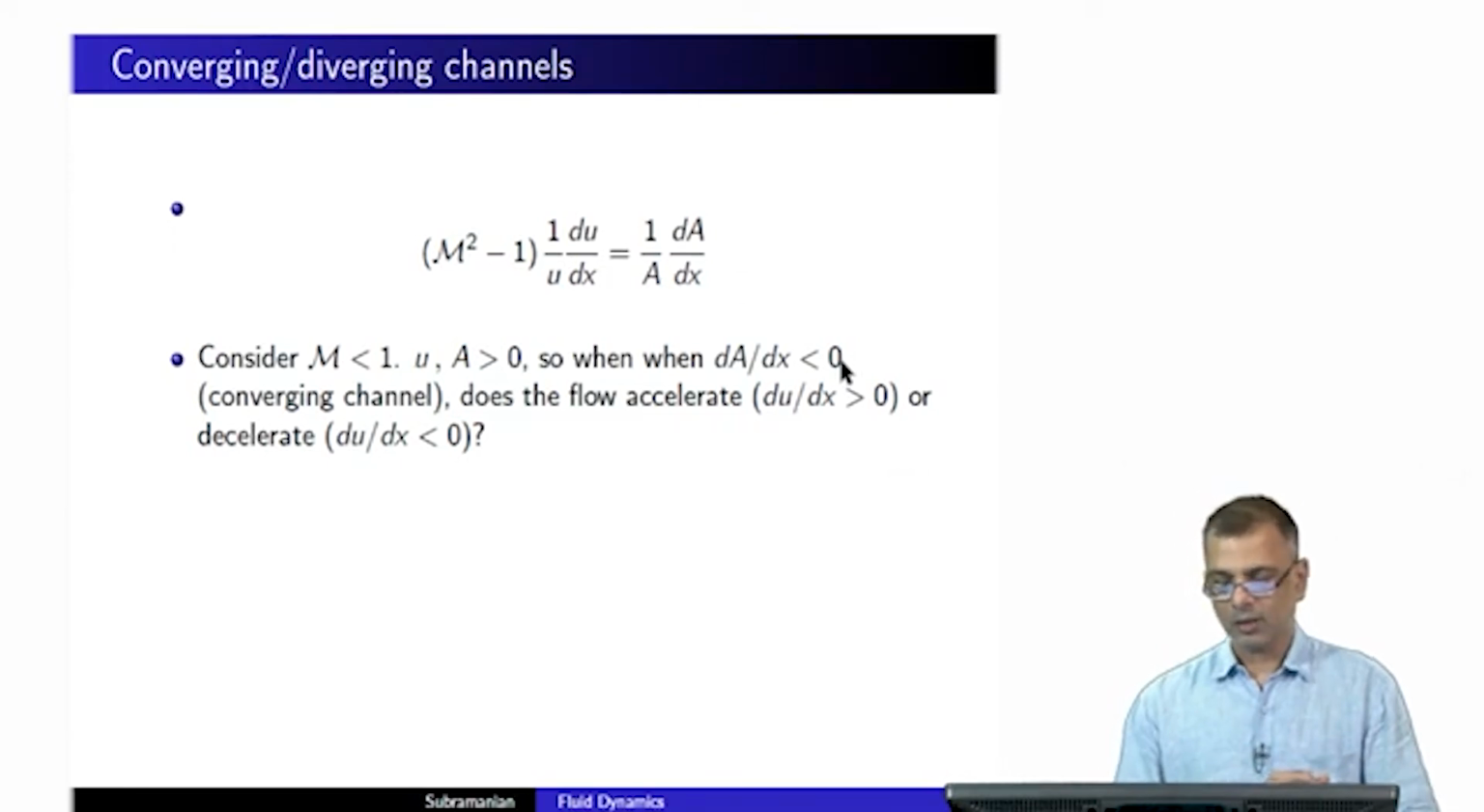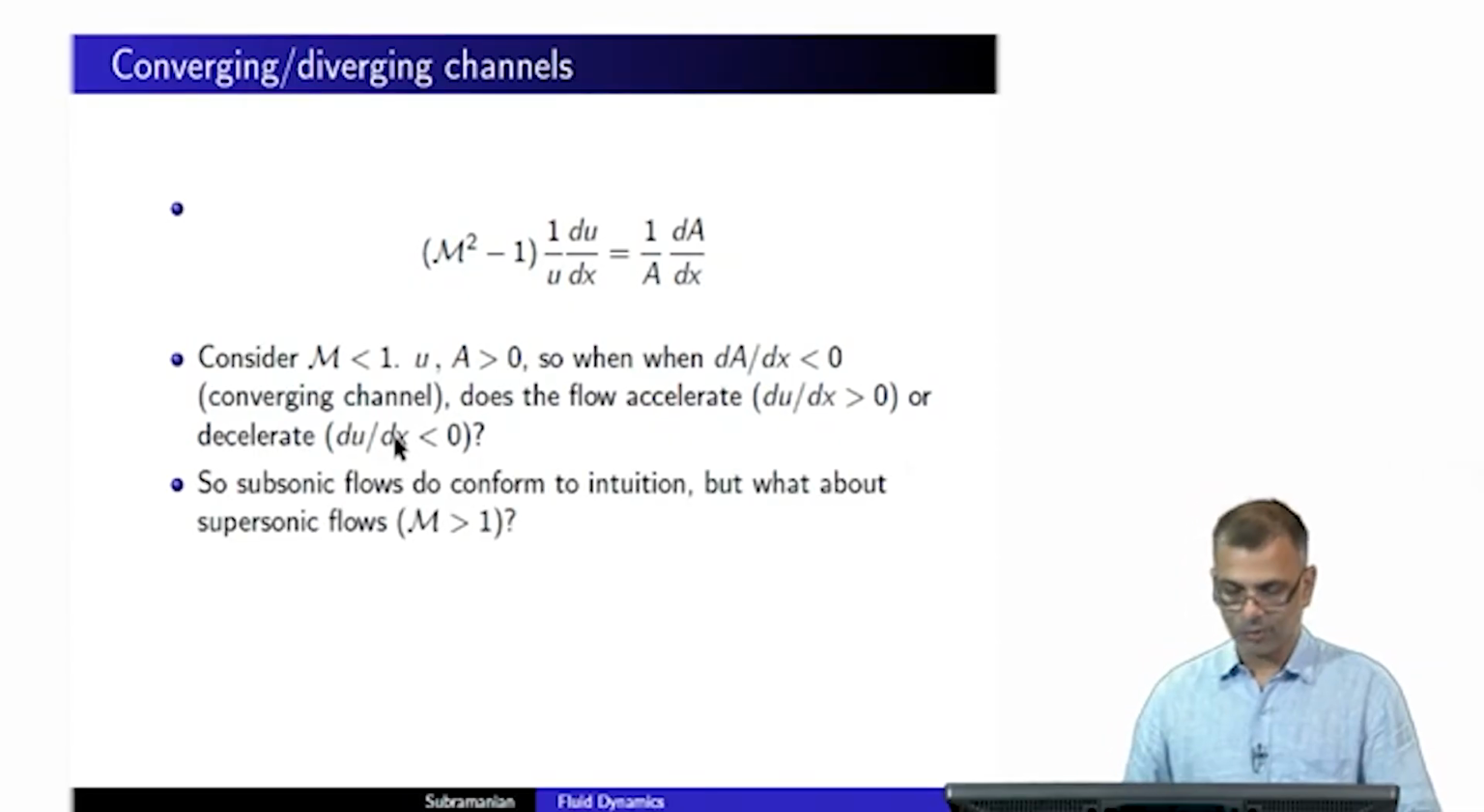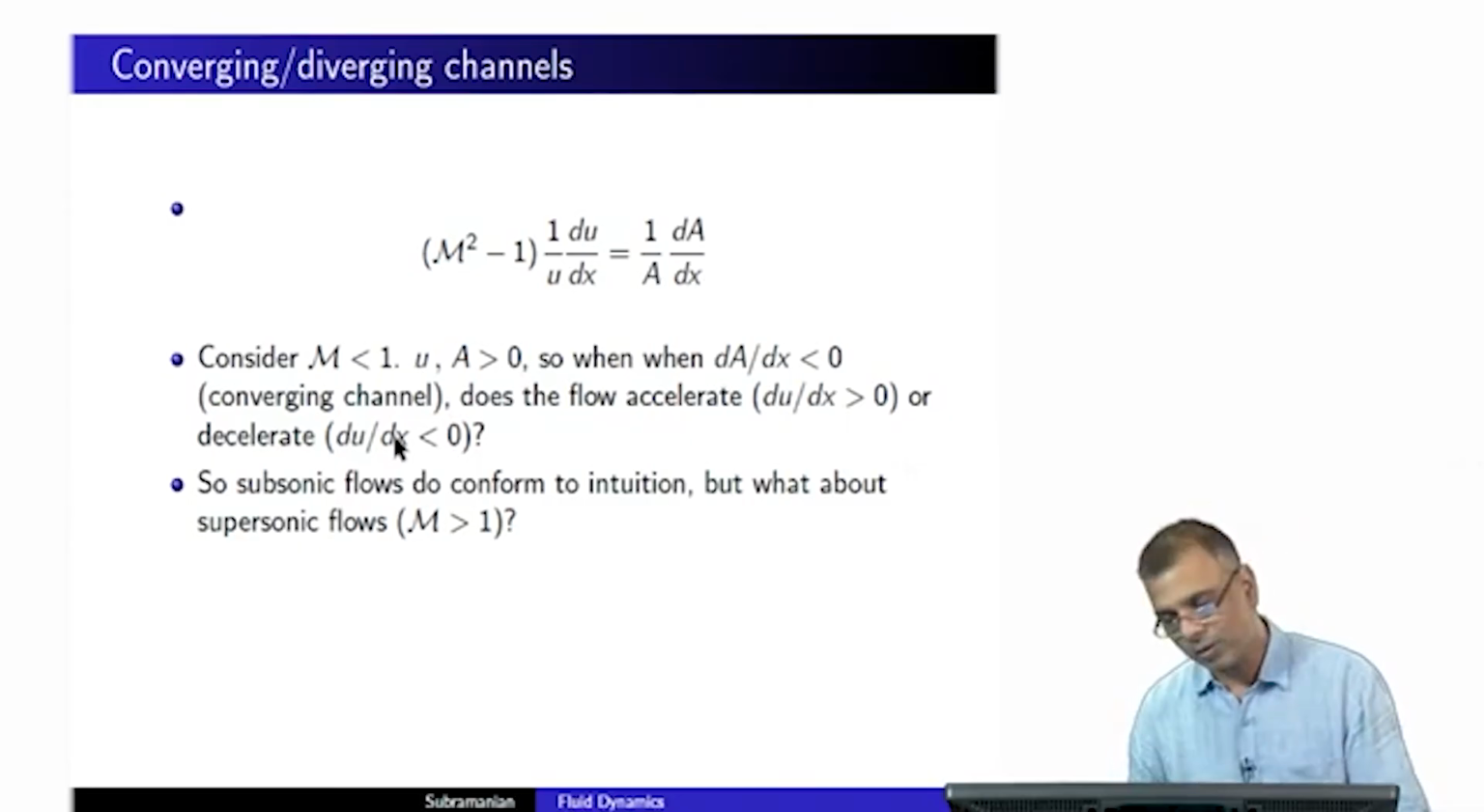Say the Mach number is 0.1. 0.1 times 0.1 is 0.01. So 0.01 minus 1 is always negative. And what we are saying is that dA/dx is also negative. Everything else is positive, so the negatives cancel each other. So is du/dx going to be greater than 0 or less than 0? Obviously, it's going to be greater than 0. And this conforms to intuition.